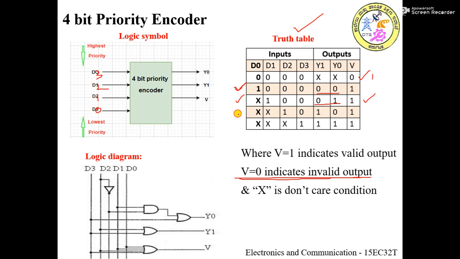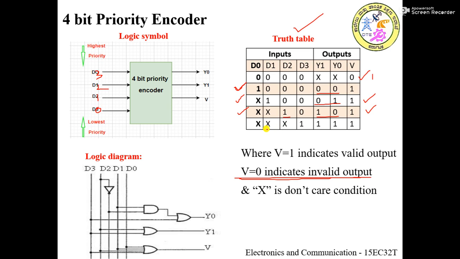Similarly, in the third case, the D2 bit is 1, and since D2 has a higher priority level compared to D1 and D0, irrespective of the values of D0 and D1, whether they are 0 or 1, D2 will take the precedence. According to this, the output will be 1, 0. Again, this is a valid output.